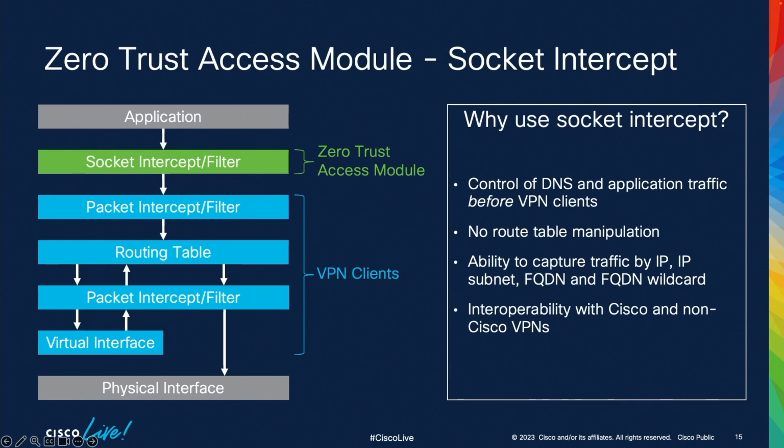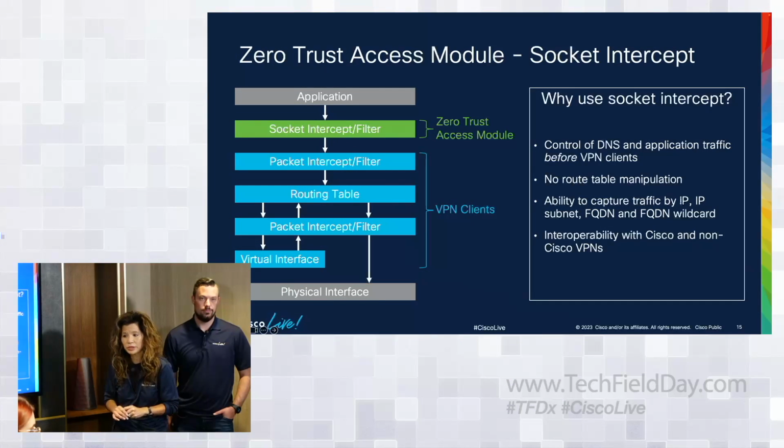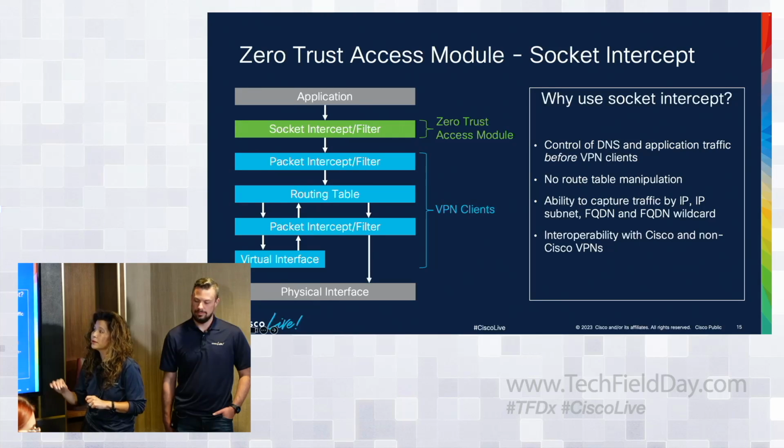This ZTNA client has the ability to operate with Cisco VPN as well as third-party VPNs. There's no routing conflict, where you've got one VPN client routing the traffic this way, and then the other VPN client wants to take control of the same routing table. We won't have any of that mess anymore. We're just using the socket to intercept the traffic.